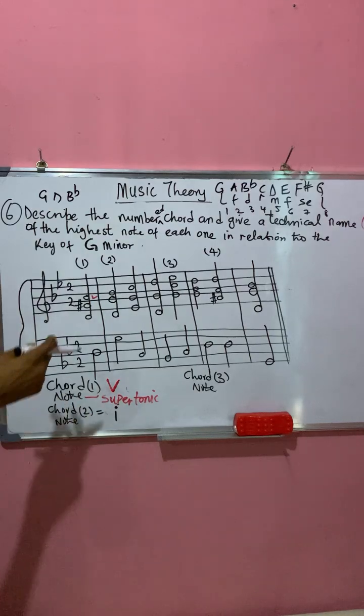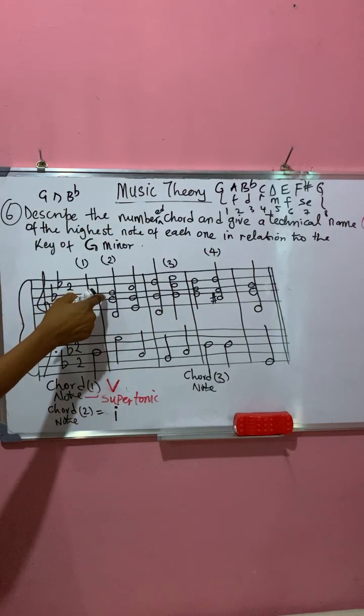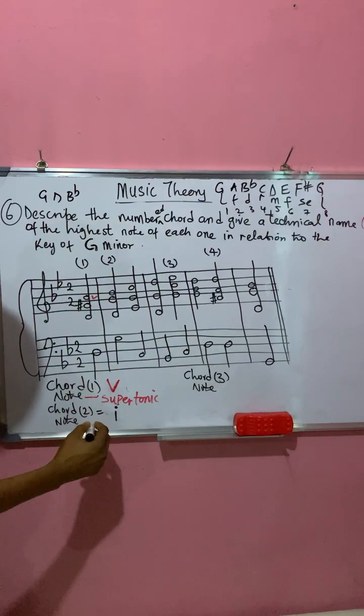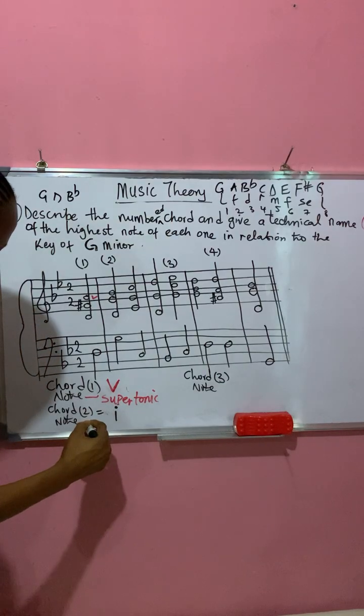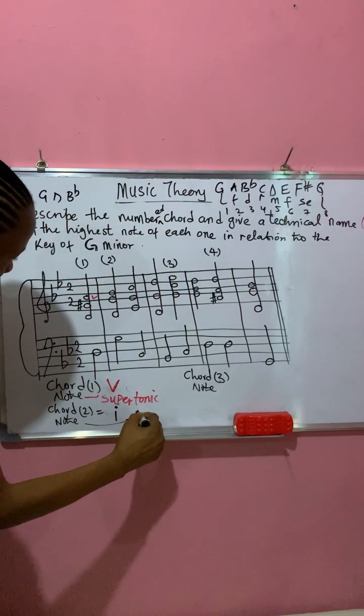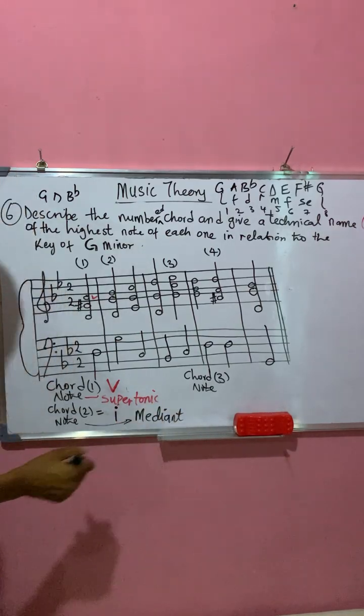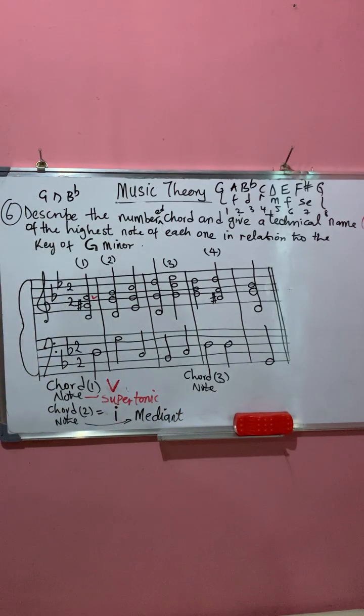And what is the highest sounding note? The highest sounding note is B flat. And what is B flat for G minor? B flat for G minor is mediant. So let me write: B flat for G minor is mediant. So that means we've answered that.